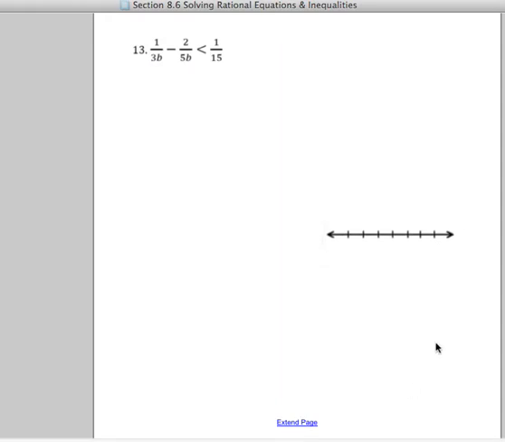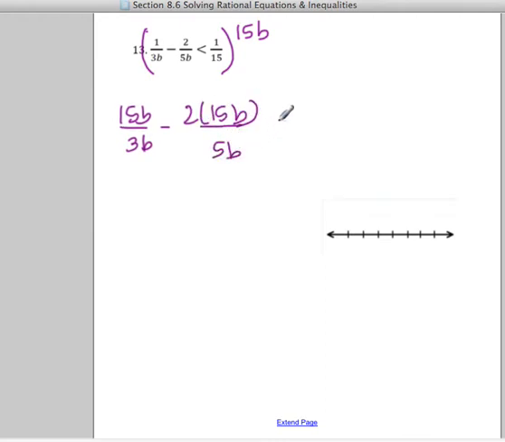So I'm going to solve 13. I go ahead and find my common denominator for this one. I can take everything and multiply it to 15, so my common denominator would be 15b. If I do that, I have 15b over 3b minus 2 times 15b over 5b, and we do equals 15b over 15. Now I'll see what cancels. 15 divided by 3 will give me 5.